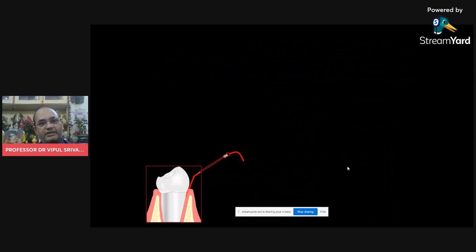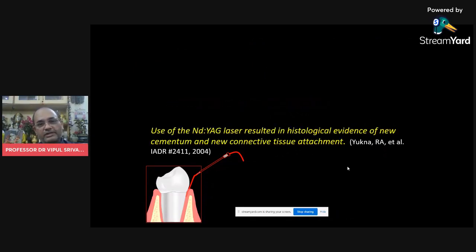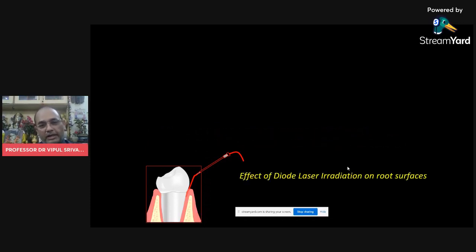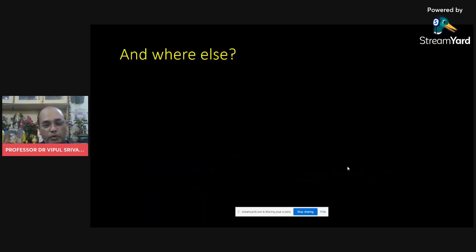Some studies I can mention here again. Some more studies compared the Nd:YAG laser for this, and those who want more detail can go and Google the term LANAP, laser assisted new attachment procedure. Again, the effect of diode laser eradication on root surfaces. This is a protocol, so you can use it for periodontal disinfection in periodontal problems.